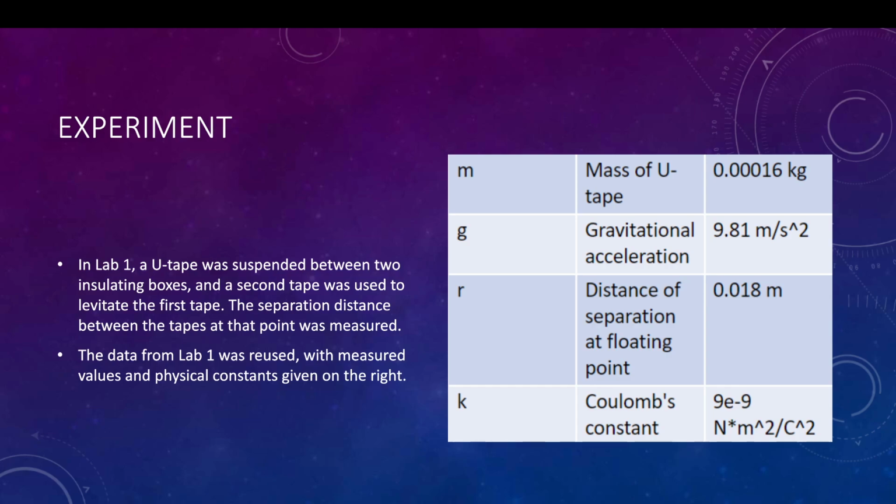In Lab 1, a U-tape was suspended between two insulating boxes and the second tape was used to levitate the first tape, and the values at that point were measured. That data from Lab 1 was reused with the measured values and physical constants given on the right. Key values include the mass of the U-tape at 1.16 grams and the separation distance of 1.8 centimeters.